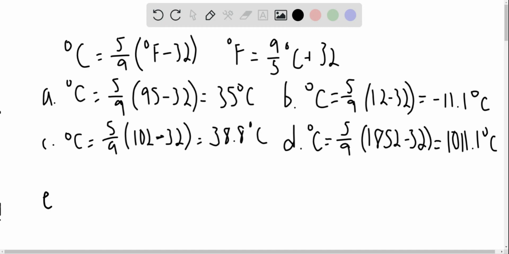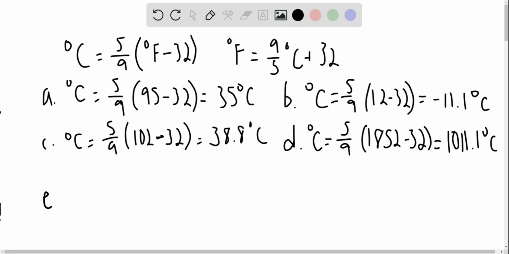Now for the last one. Now they give you negative 273.15 degrees Celsius. Now this is actually absolute zero, which if you were doing on the Kelvin scale, it would be 0 because this is the supposed coldest temperature you can possibly get to. There's no movement of particles or anything. It's just complete stillness.